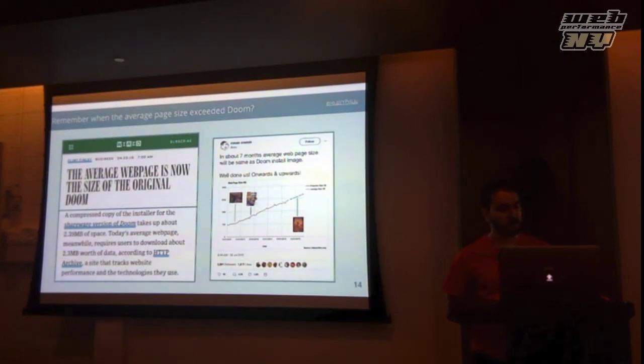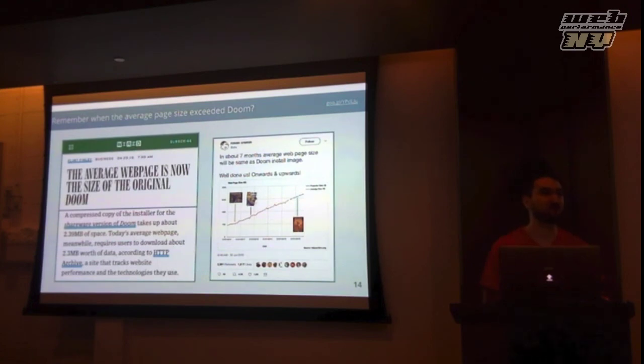Last April, the average web page size exceeded about 2.4 megabytes, which was the size of the game Doom. And I think the reason why this resonated in the community is because you think about how much that game did and the experience you had and the size limitations at the time. And when you give a website that same size restriction, it just wastes it, right? It has bloated images, uncompressed everything, scripts and styles.